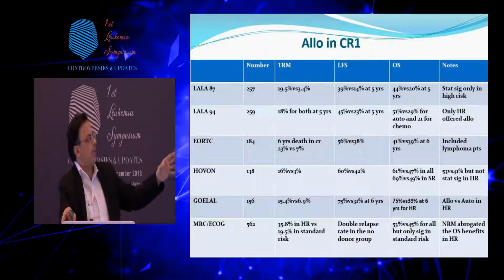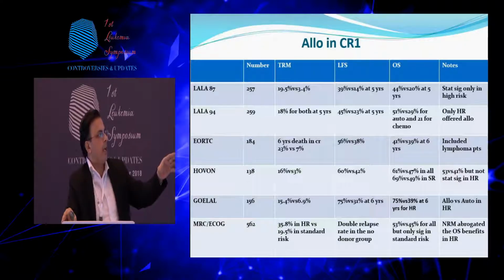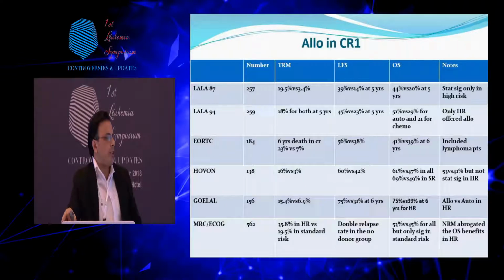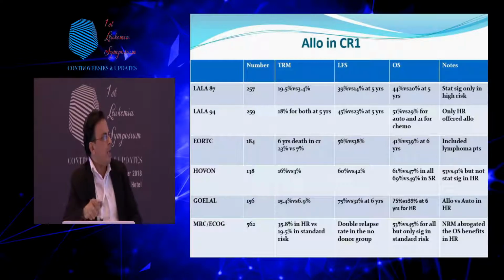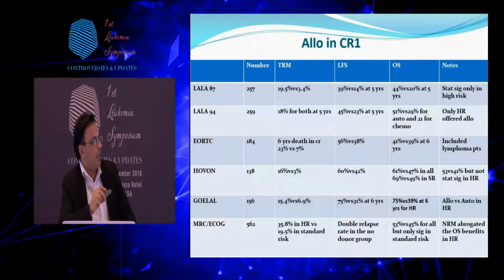In the LALA 94, they offered transplant only for people who are high risk, and again, transplant was better than non-transplant. Now, the biggest trial in the adult type protocol is the MRC on the bottom of the table. In this trial, the leukemia-free survival is double in the group who got transplanted as compared to non-transplanted. However, the TRM was very high, 35.8%, and thus there was no clear survival benefit in the high-risk group where most of the TRM happened.